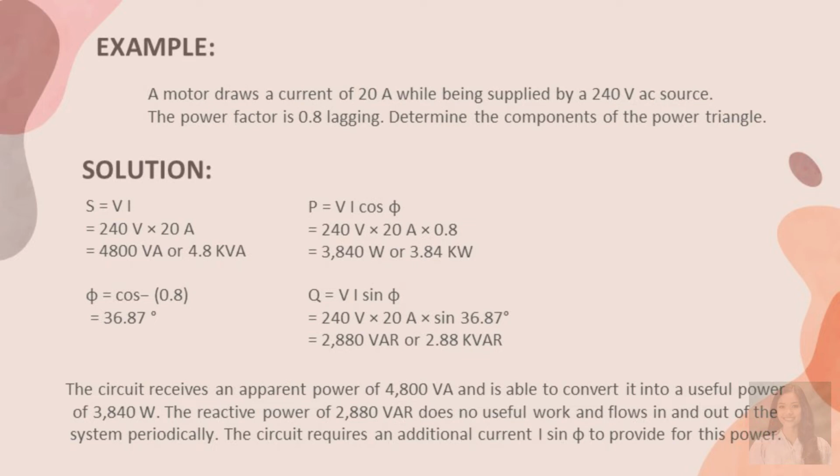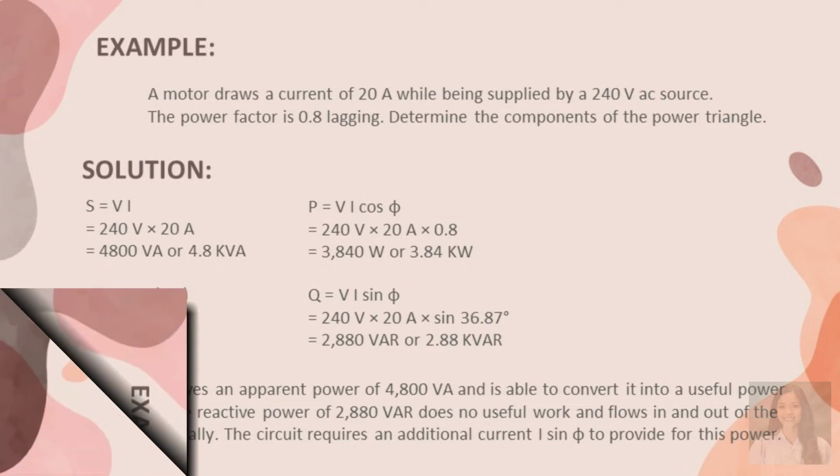The circuit receives an apparent power of 4,800 VA and is able to convert it into a useful power of 3,840 W. The reactive power of 2,880 VAR does no useful work and flows in and out of the system periodically. The circuit requires an additional power I sine theta to provide for this power.